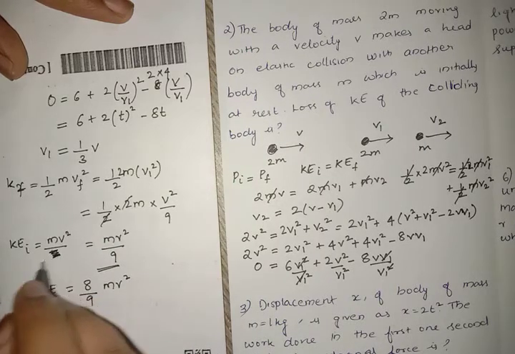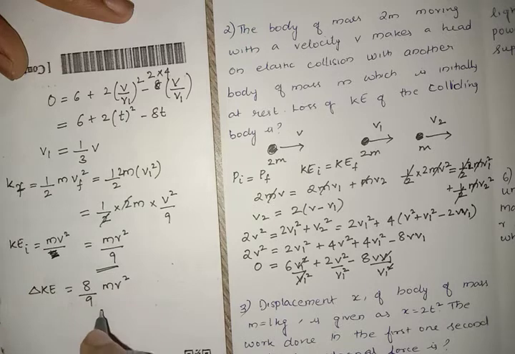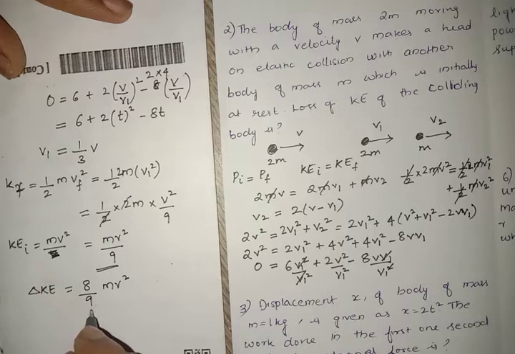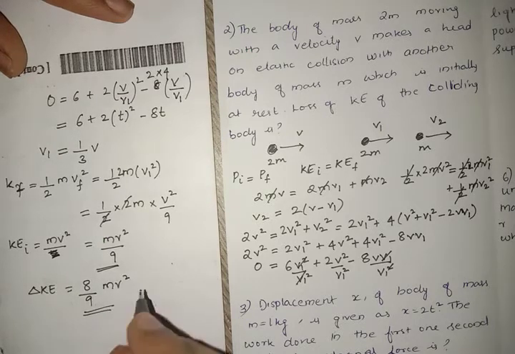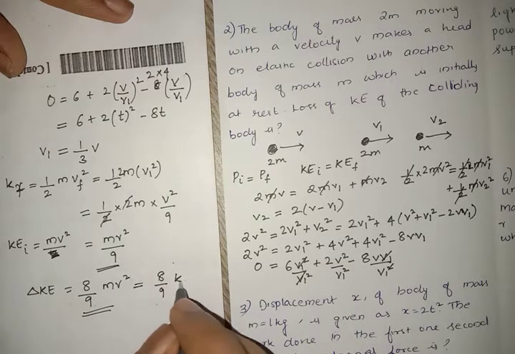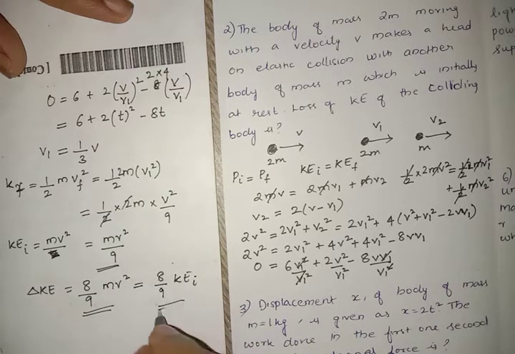Sorry, mv squared is the initial kinetic energy, and the final kinetic energy is mv squared by 9. So we get the loss of kinetic energy to be 8 by 9 mv squared, which is equal to 8 by 9 of the initial kinetic energy. Now let us move to the third question.